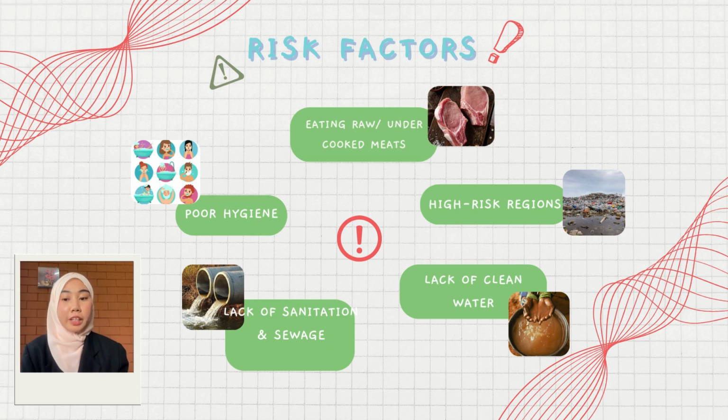The fourth one is lack of clean water. A lack of clean water for drinking, bathing, and making food increases the risk of exposure to tapeworm eggs. Lastly is high-risk regions. Living in or traveling to regions with high rates of infection is a risk factor.